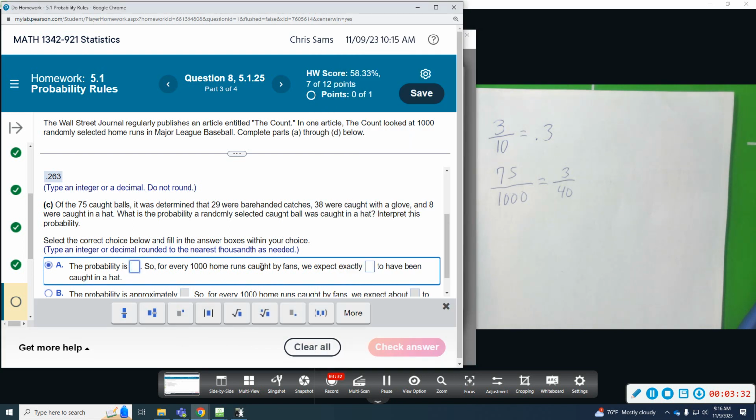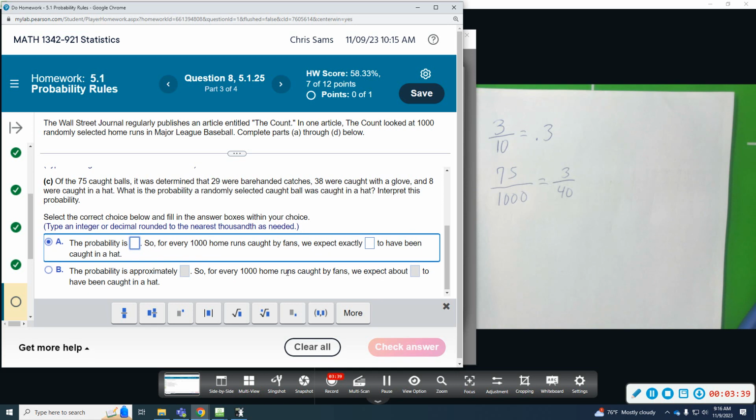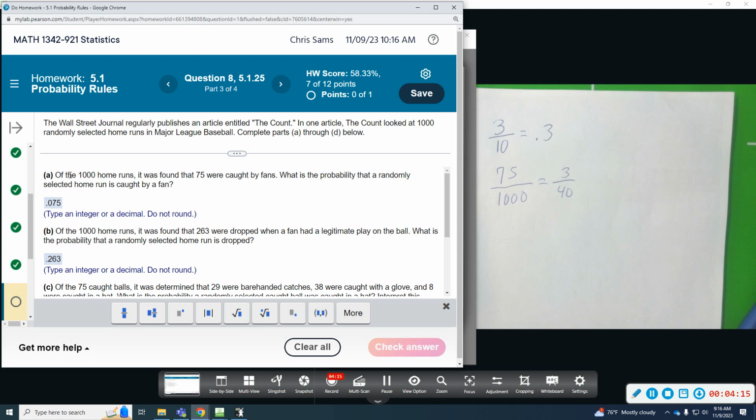So for every 1,000 home runs caught by fans, we expect about to be caught in a hat. It seems that the wording, I don't like the wording, or that they may want to do some conditional, which that's a little bit more advanced. We would expect to have been caught by a hat. Oh yeah. But see, this isn't 1,000 home runs caught. This is 1,000 home runs hit. 75 were caught by fans.